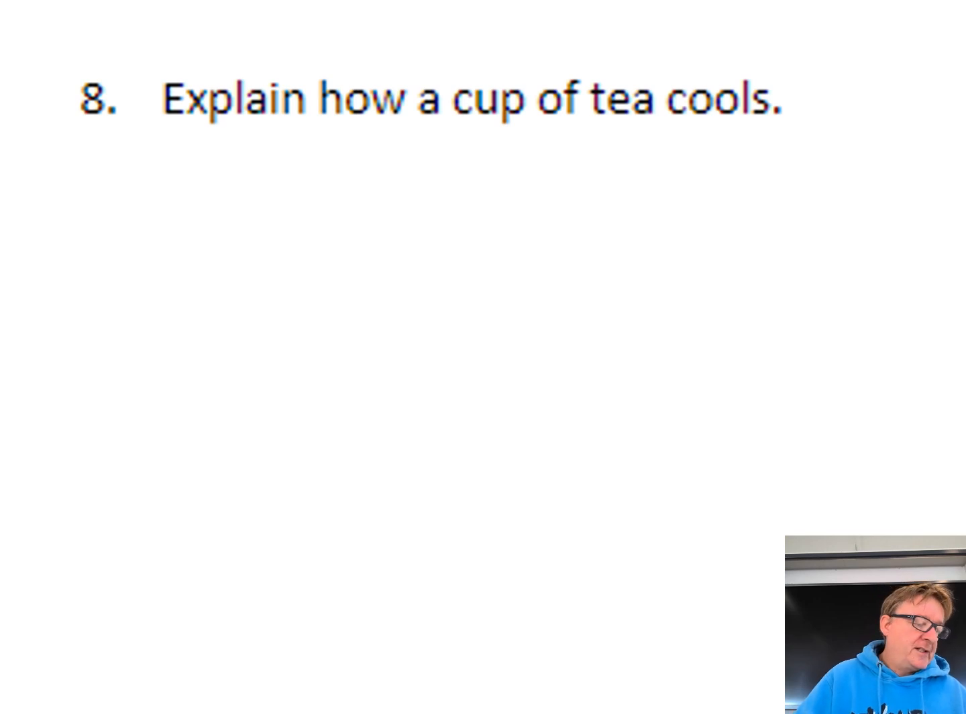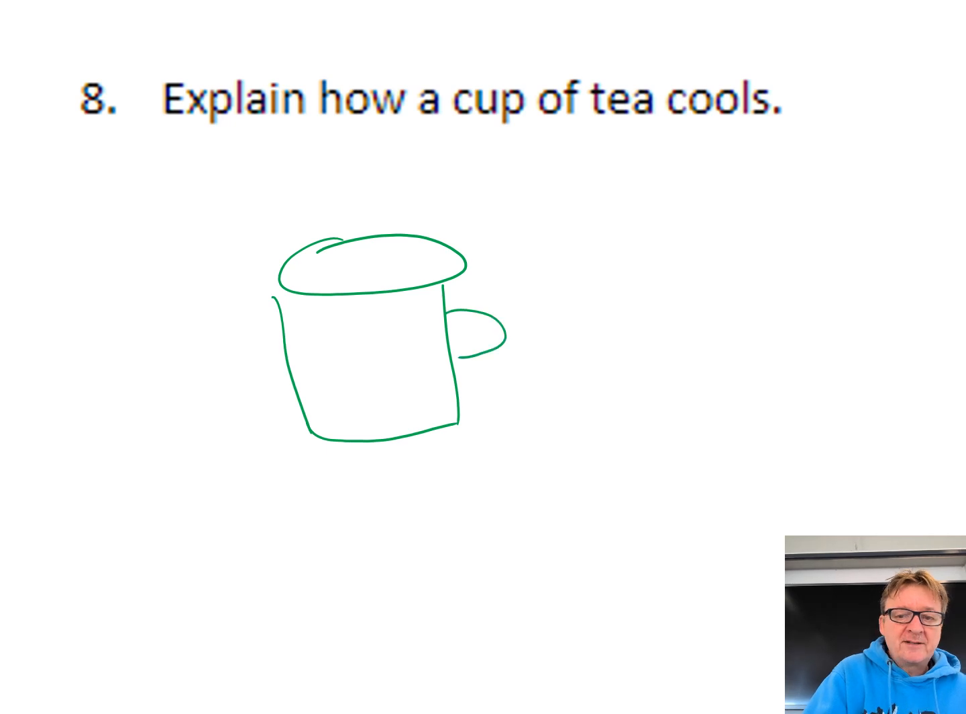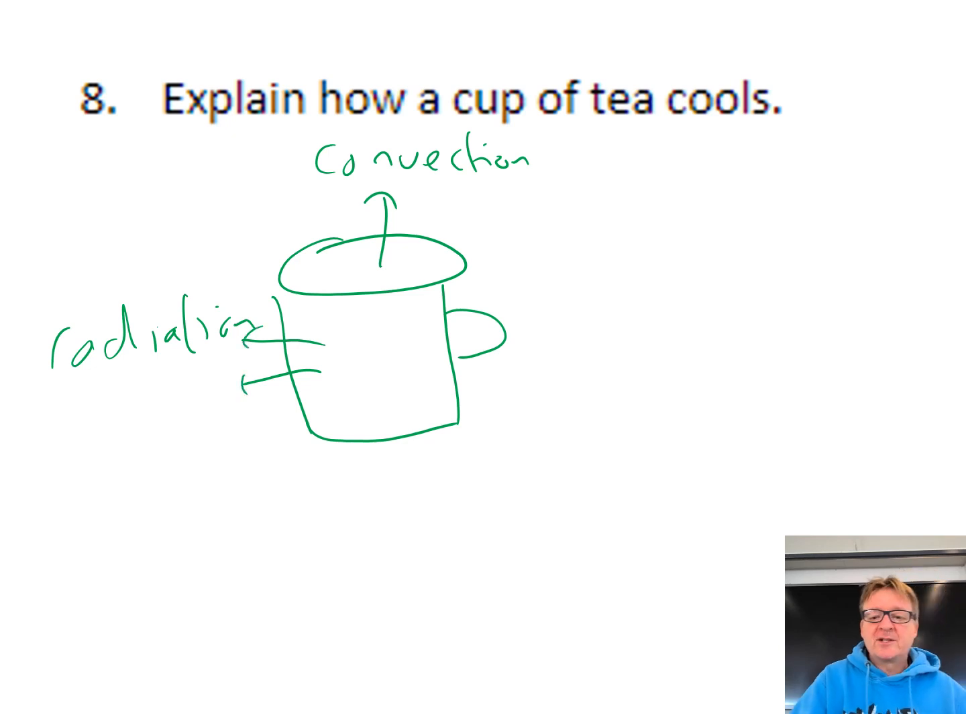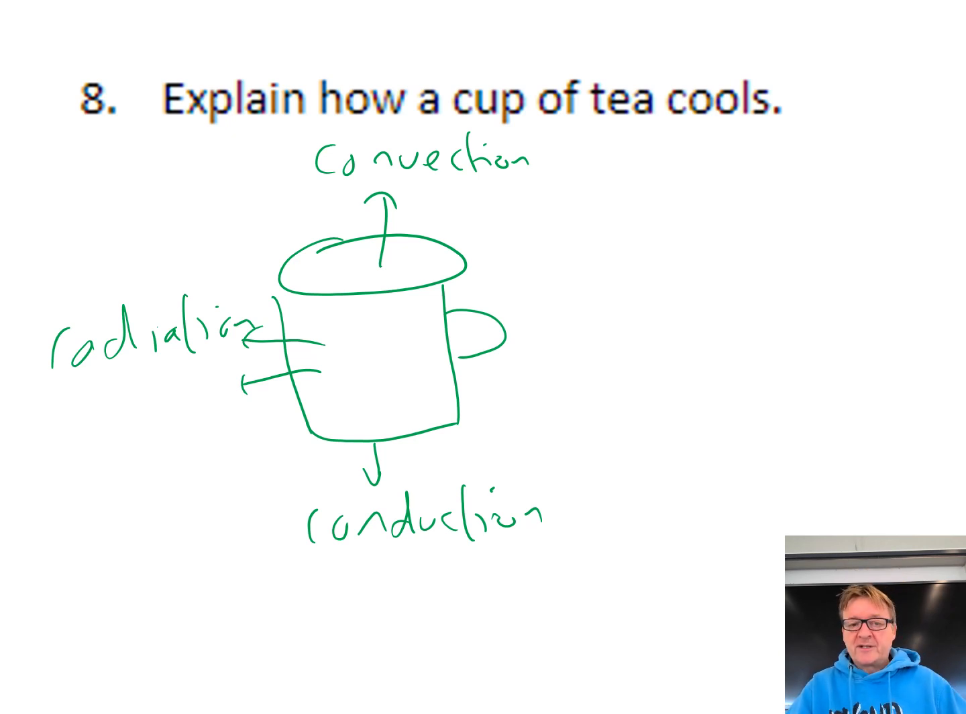Explain how a cup of tea cools. So if I draw a cup of tea, you can see that I am amazing at art. At the top, you've got convection, that is the heat coming out of the top. Out of the sides, you've got radiation, because it's radiating out infrared energy. So if you put an infrared camera on it, you would see that it's glowing. And out of the bottom, you've got conduction, because there's the physical process between the cup and the desk. If you move a cup, the desk feels hot, and that's because it has conducted out.